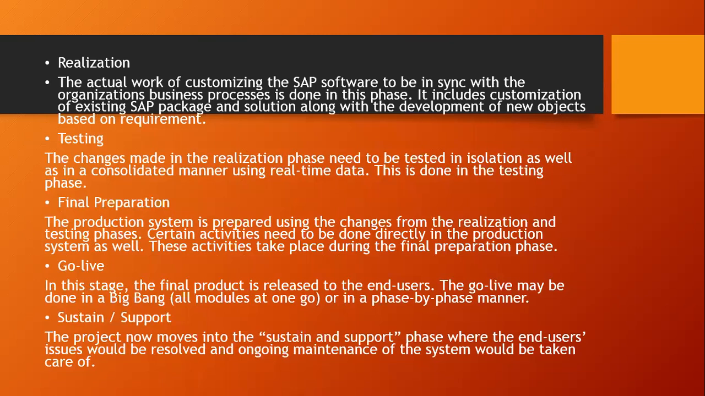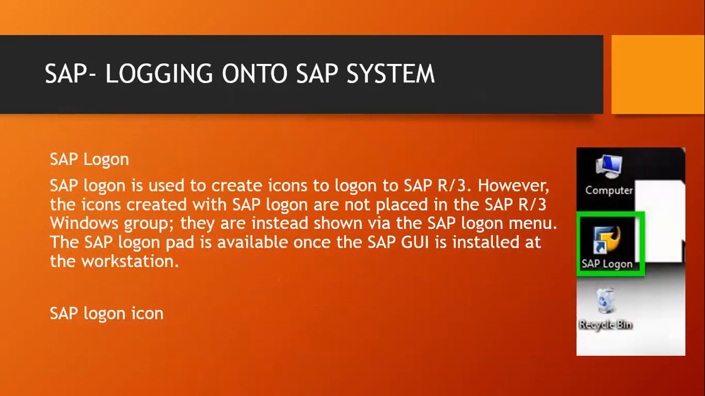Testing, the changes made in the realization phase need to be tested in isolation. Final preparation, the product system is prepared using changes from the realization and testing phase. Go live. In this phase, the final product is released to the end users. Support. The project now moves to the sustain and support phase where end users' issues will be resolved and ongoing maintenance of the system will be taken care of. So basically, these are the key stages in SAP.